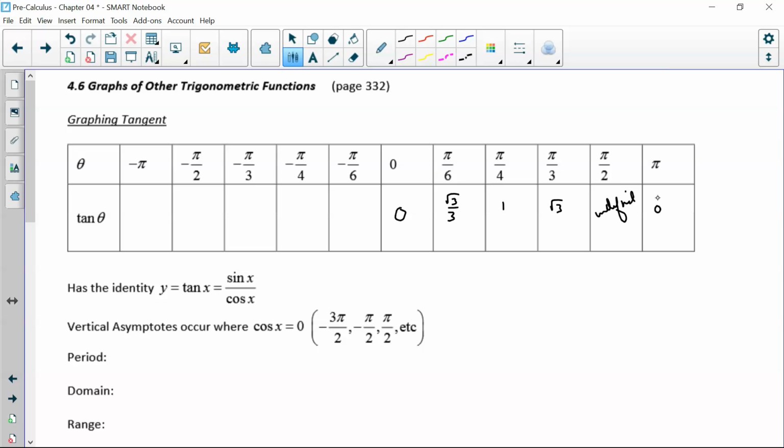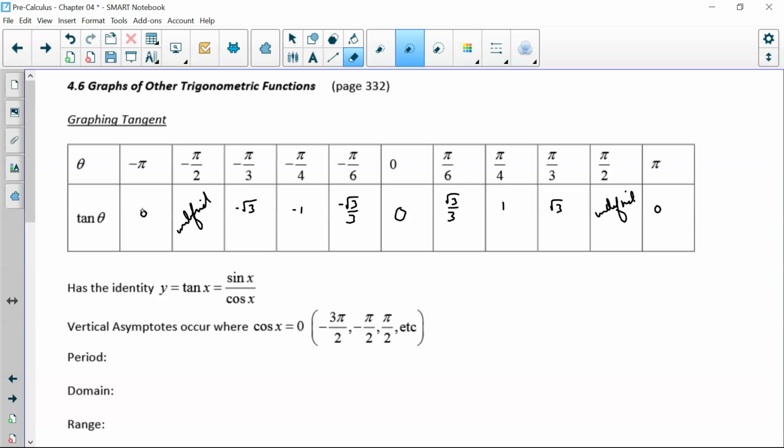Now if we go backwards, to negative pi and such, so negative pi over 6, it's still going to be that root 3 over 3, except it's going to be a negative now. Negative pi over 4, it's still going to be that 1, but it's a negative 1 because we're in quadrant 4. Negative pi over 3, we're at negative root 3. Negative pi over 2, we're undefined again at that quadrant angle. And at negative pi, we're at 0.